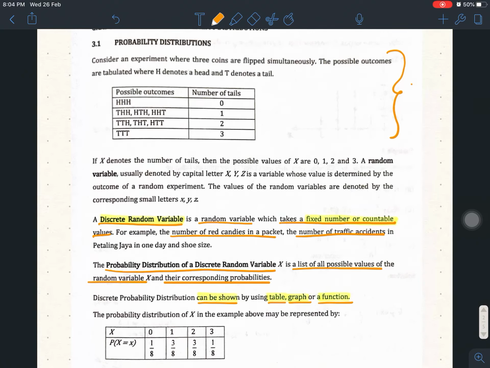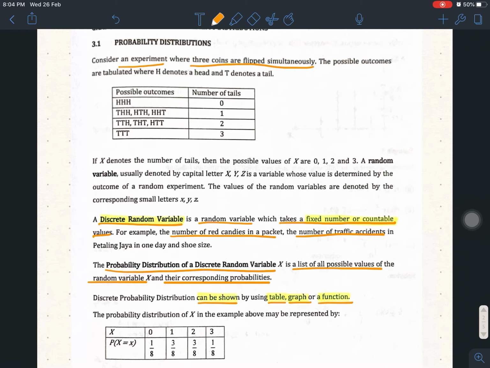Now the example. If you look at the example, they consider an experiment where 3 coins are flipped simultaneously. What do you do if you have something like this? You should list out all the possible outcomes. This one you have done in chapter 2.